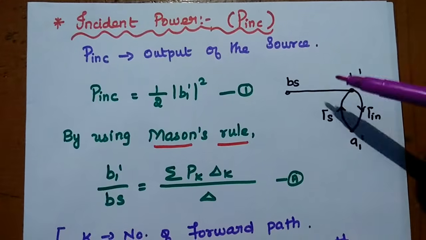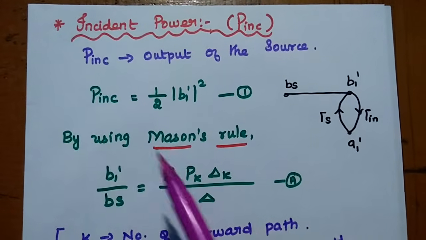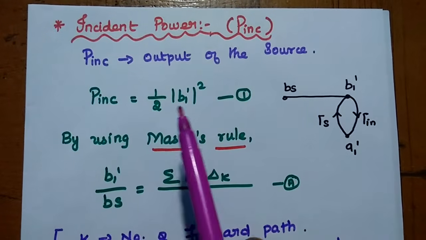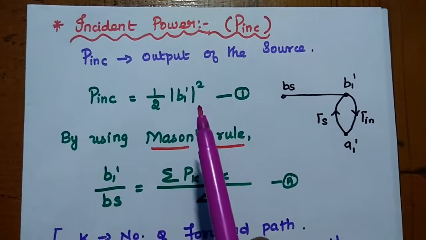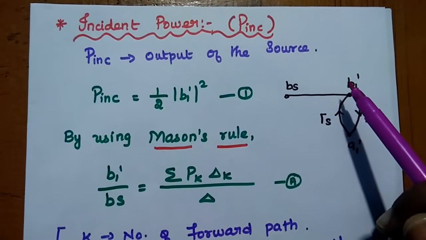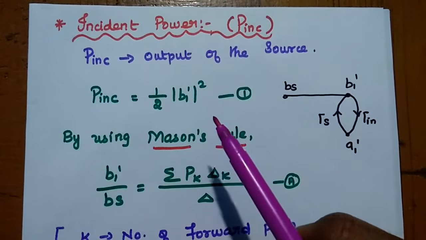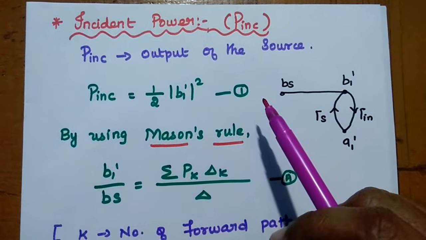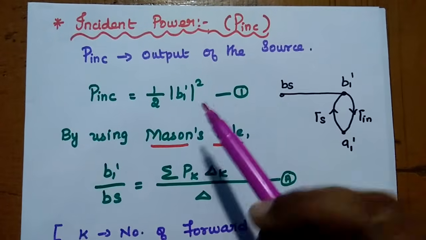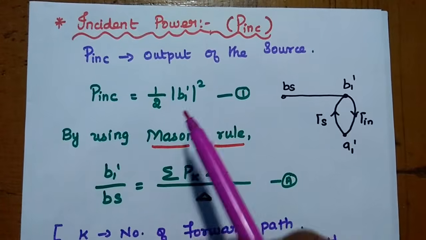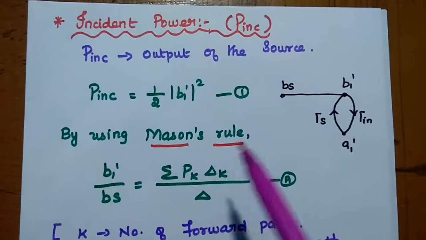So from this signal flow graph, we come to know that the incident power is equal to 1 by 2 B1 dash the whole square. This is the actual incident value. Here we can use this power formula. Consider that as the first equation. Next we are going to find out the value of B1 dash. For that we are using Mason's rule.